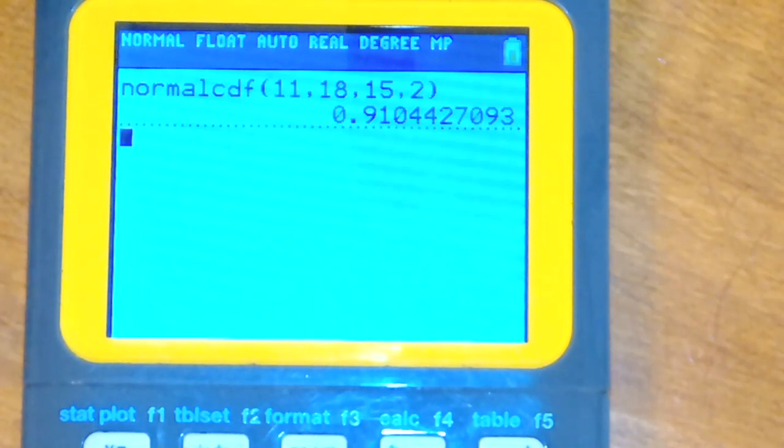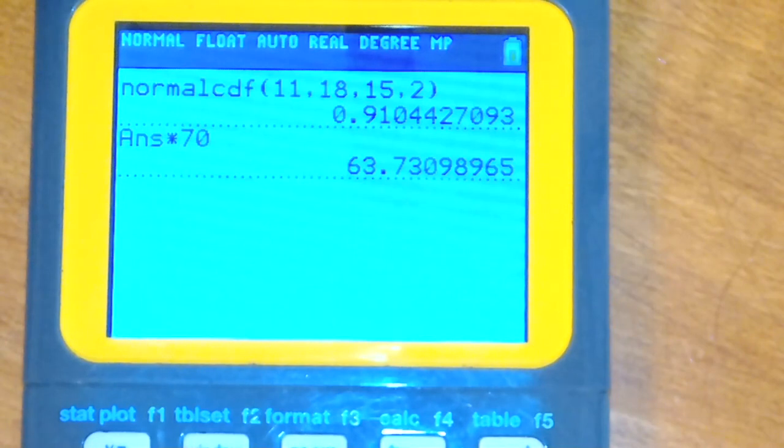Now, what I'm going to do, let me just do the math here since I have the calculator. That's the percent, about 91%. 91% of what? Of 70 students. So I'm going to times it by 70 because that will find 91% of 70, which is going to be 63.7. Okay, about 64 students. Okay, so then I'll put that on my paper.